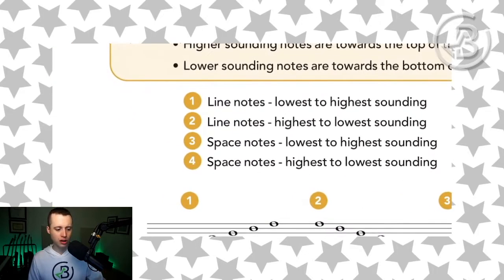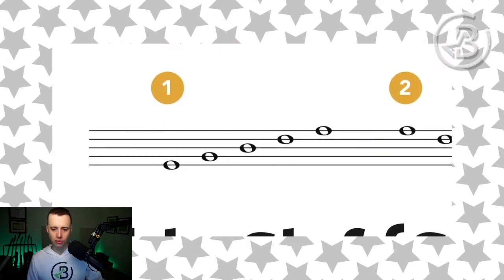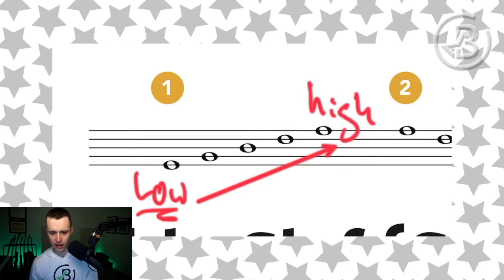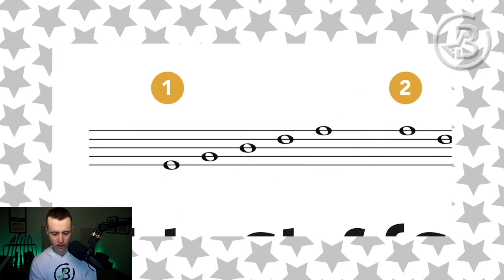So number one are going to be line notes going from low to high. You can see that down here, this is low. And up here, we're going up, this is high. So we go from low to high. And these are all the notes on the lines. You can see we have a note on line 1, 2, 3, 4, and line 5.